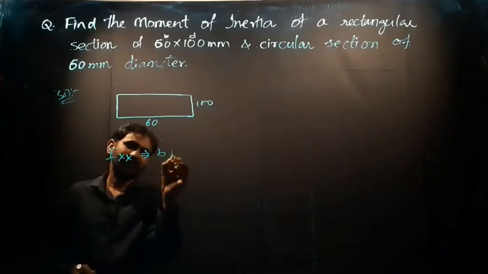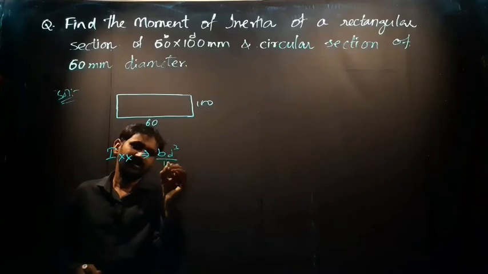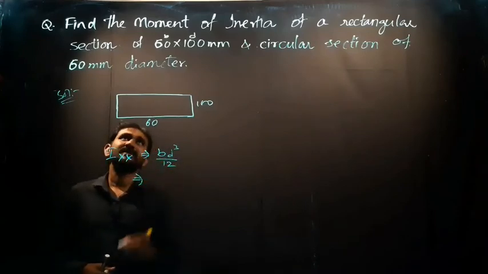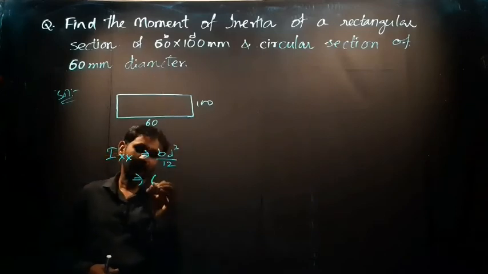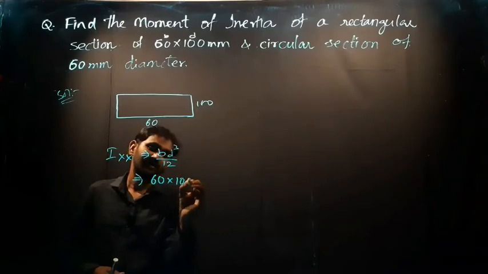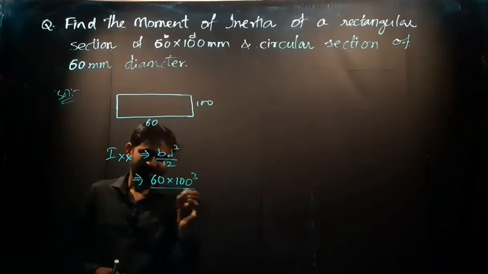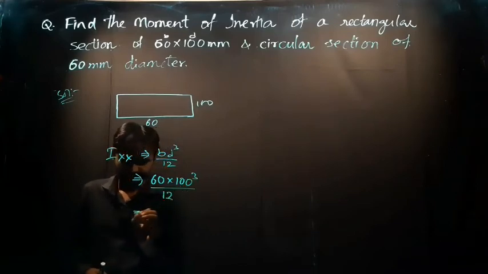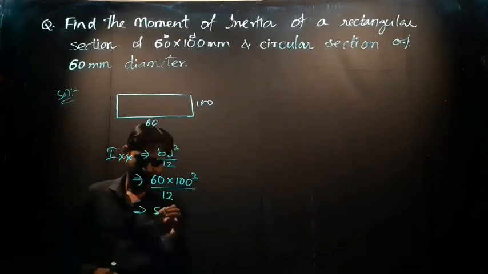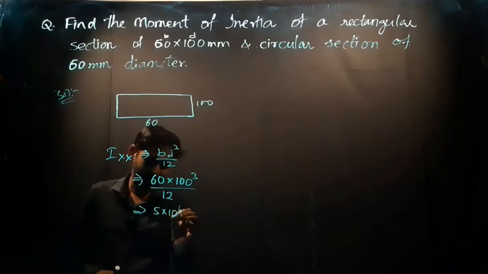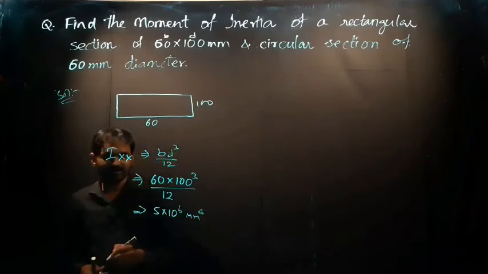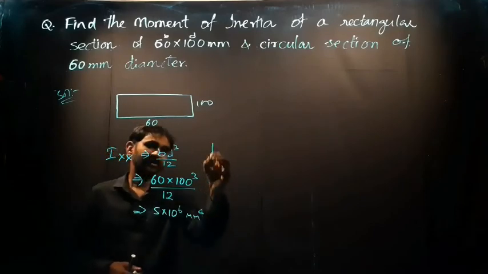Ixx equal to, you will be having the formula BD cube by 12 as we discussed in the earlier class. What is B here? B is 60 into D is 100 cube divided by 12. So 60 into 100 cube by 12, this will be 5 into 10 to the power of 6 mm to the power of 4.